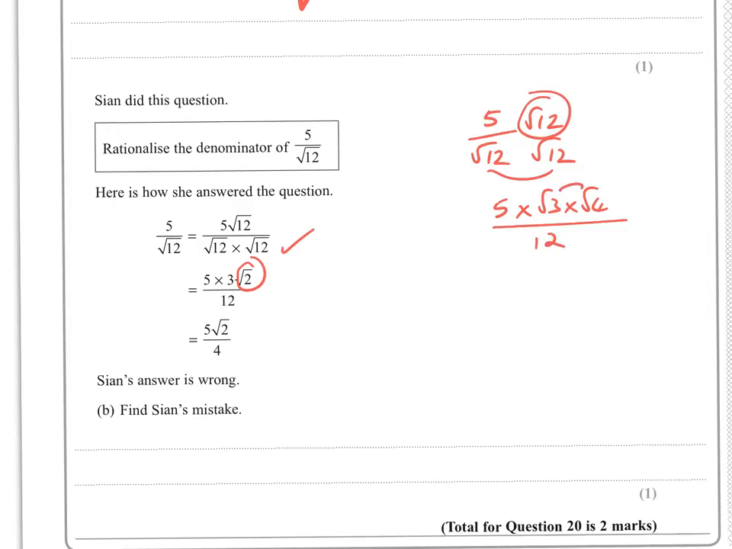And I think what she's done there is got the root sign mixed up. It should be round the 3, because if it's round the 4, you just get 5 times root 3 times 2 over 12, which is 5 times 2 times root 3 over 12. So can you see there? There's the mistake.